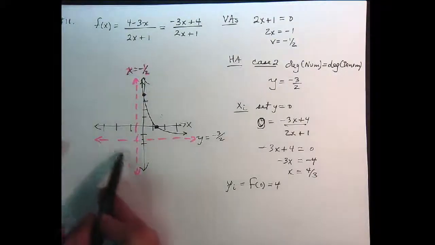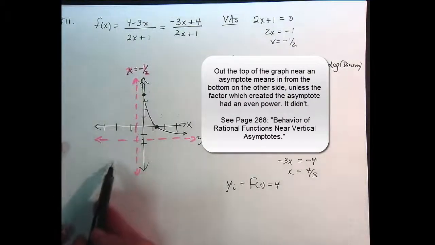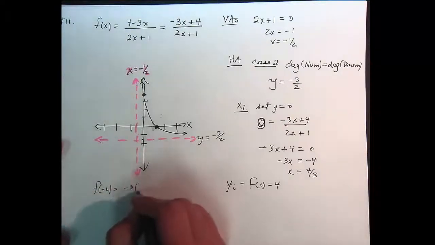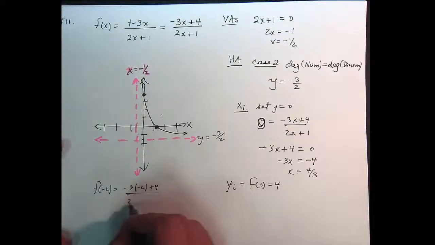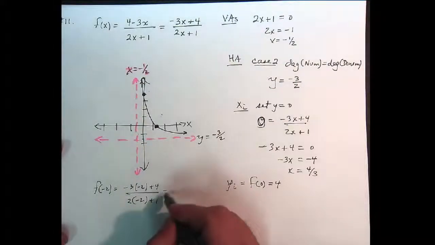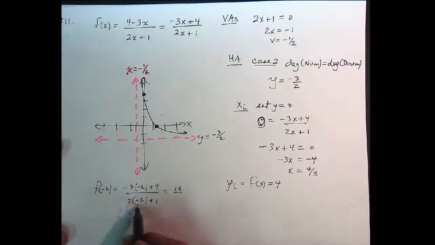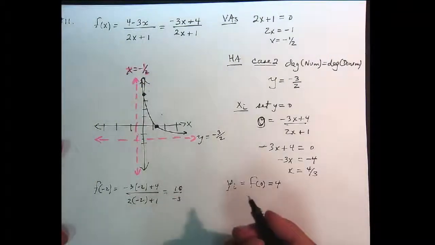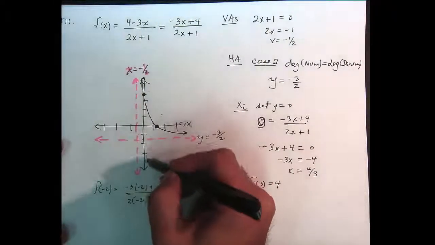And it's probably going to be over here. Just to prove it, I'm going to plug in negative 2 just to get another point. So f of negative 2 would be negative 3 times negative 2 plus 4 over 2 times negative 2 plus 1. I'm just plugging it into the original equation up here. That's 6 plus 4 is 10 over negative 4 plus 1 is negative 3. 10 over negative 3, negative 10/3 is negative 3 and a third.